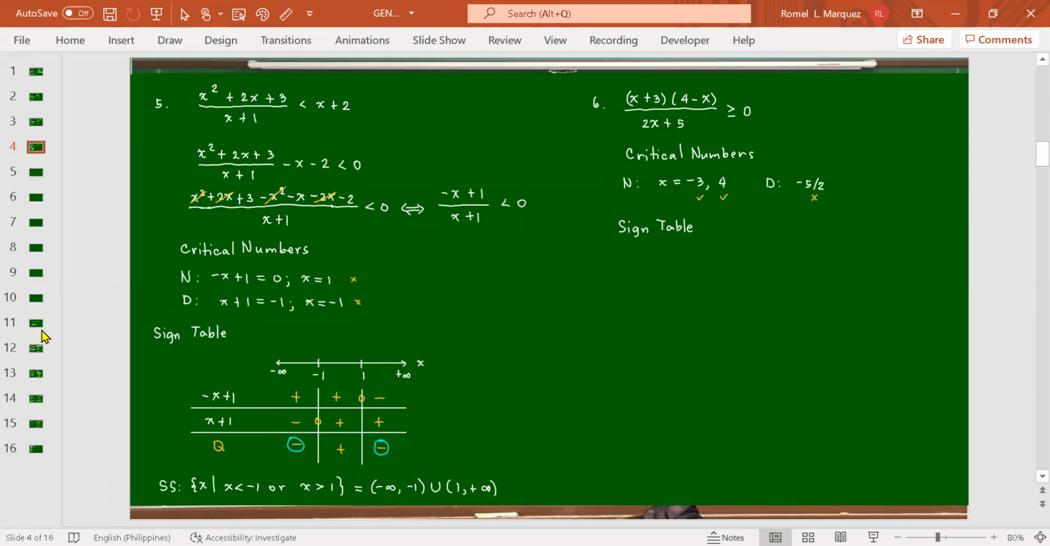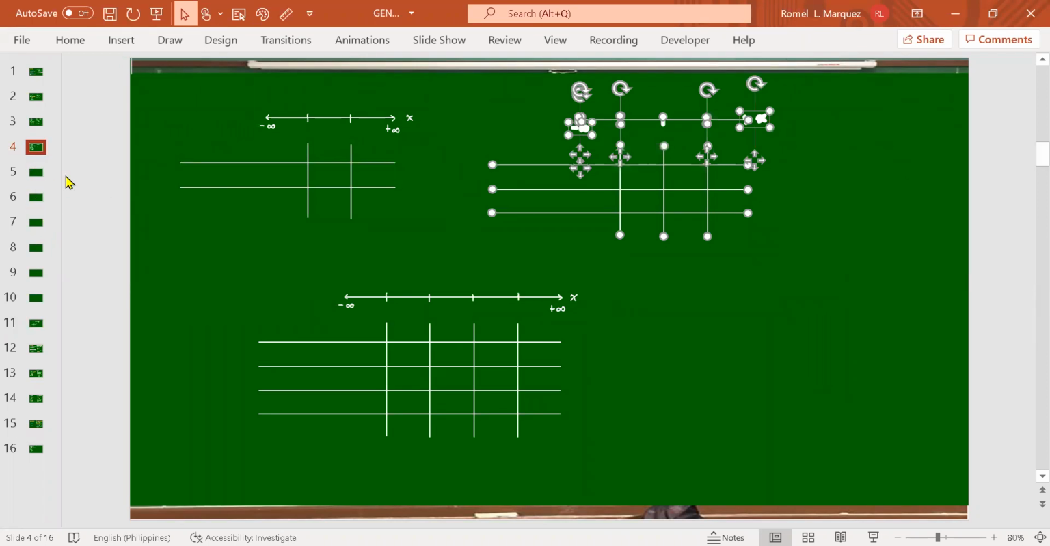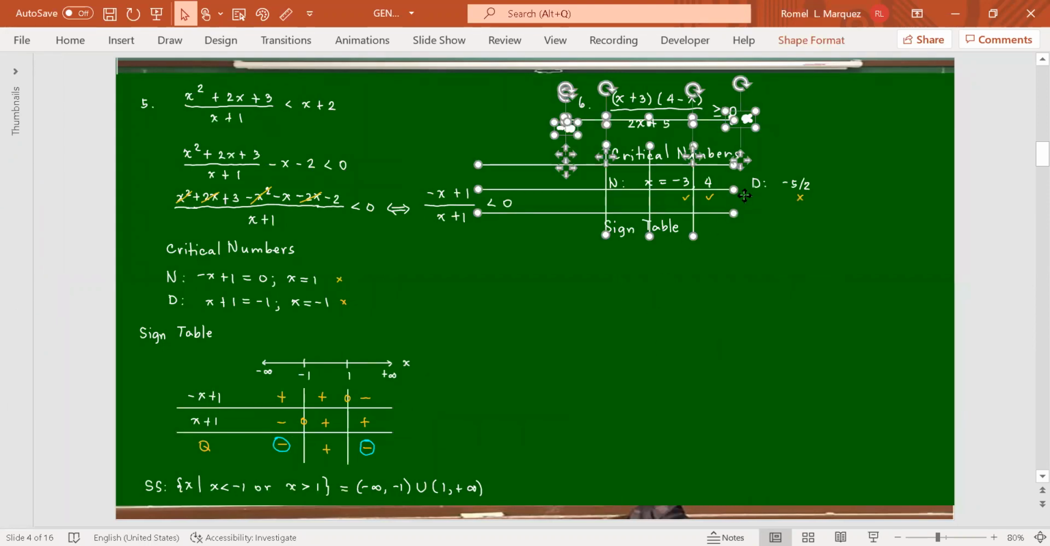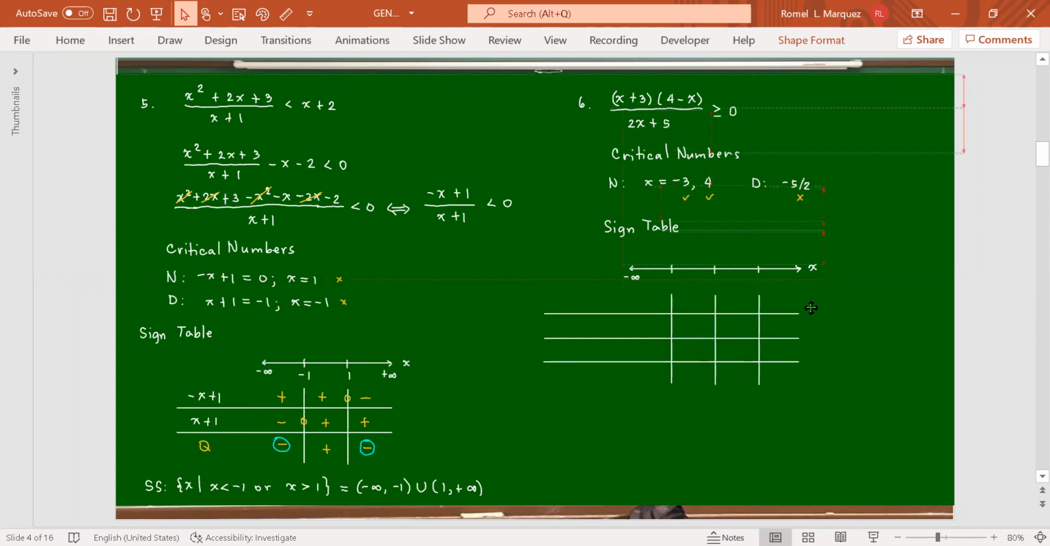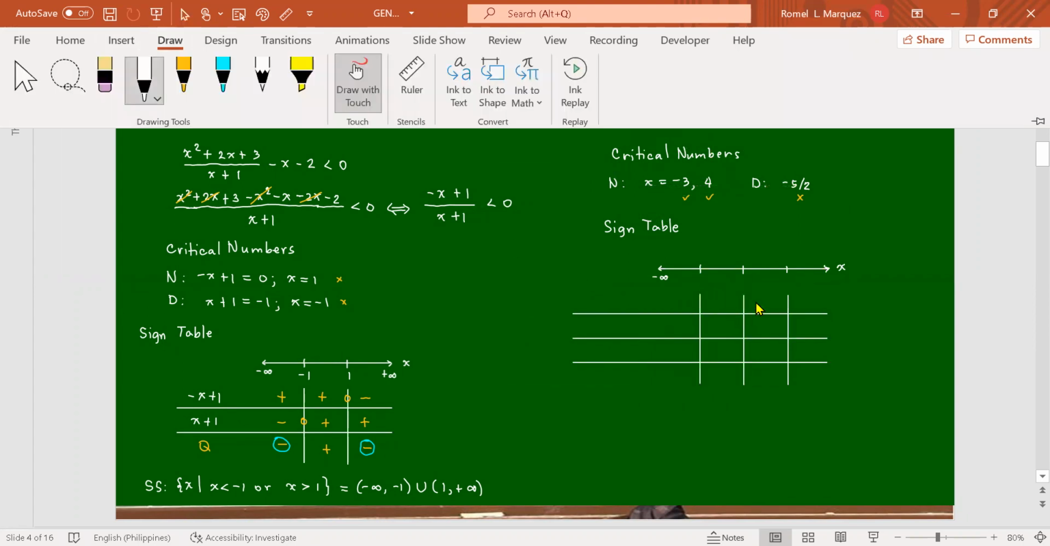Okay, so let us choose one here. I prepared one. Let me copy that. I prepared a sign table for such, so I'll just copy it. Okay. Here it goes. So this is the sign table. See, I have an automatic sign table. I prepared it a while ago so that I will just copy it.